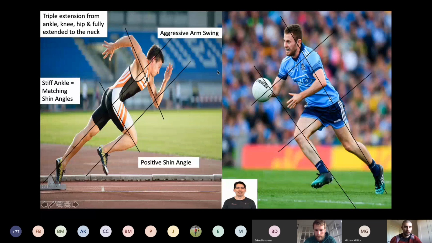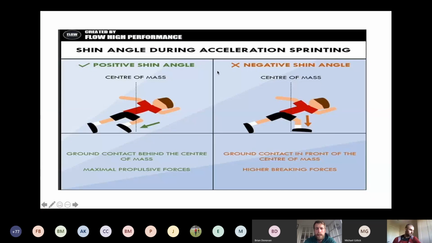I'll skip on for you there. Yeah, please, Paul. Okay, so just to reinforce what we said previously: in your acceleration position, you want your positive shin angle, striking behind the center of mass, and producing as much force as possible. You'll see in the green, the tick, positive shin angle. Some common mistakes we see is that negative shin angle, so your foot contact in front of your hip, creating that braking force.